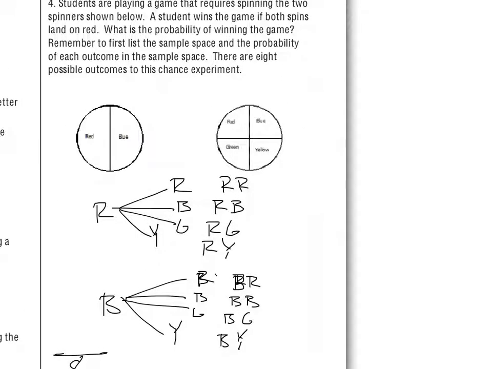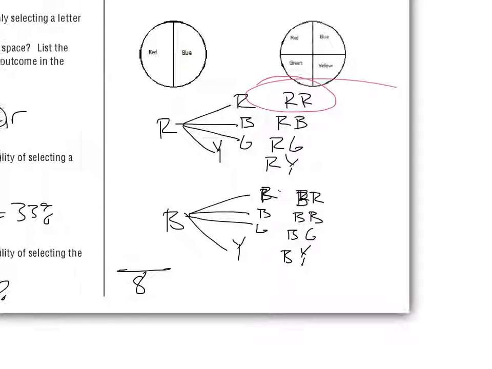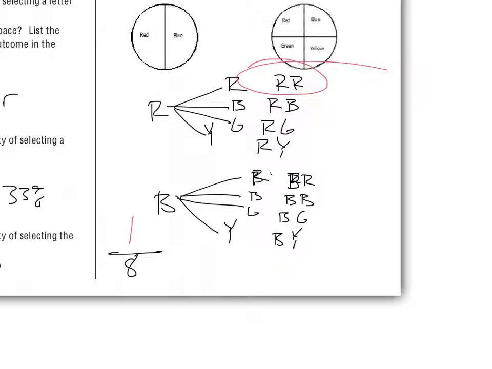It says, what is the probability of winning the game? Both spins land on red. So the only instance that meets that criteria is this one up here. And so we see that it's 1 out of 8, which is 12.5%. All right, please go ahead and flip on over and finish your alone time.